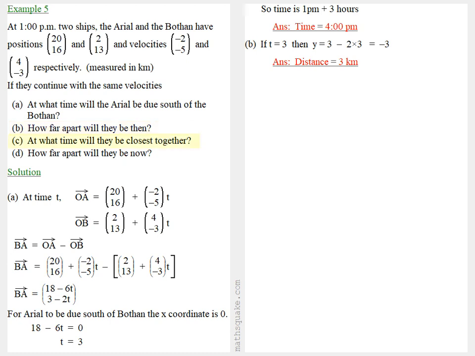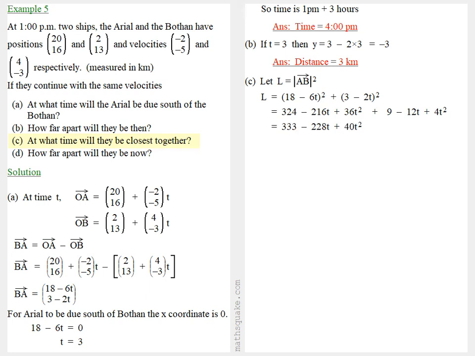Now in part C, we're asked, what time will they be closest together? Let L equal the square of the length of the vector AB, in which case L is equal to (18 - 6t)² + (3 - 2t)², which is 324 - 216t + 36t², plus 9 - 12t + 4t², which is 333 - 228t + 40t².